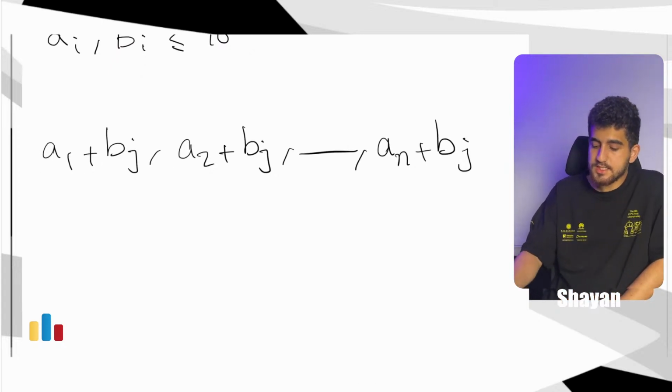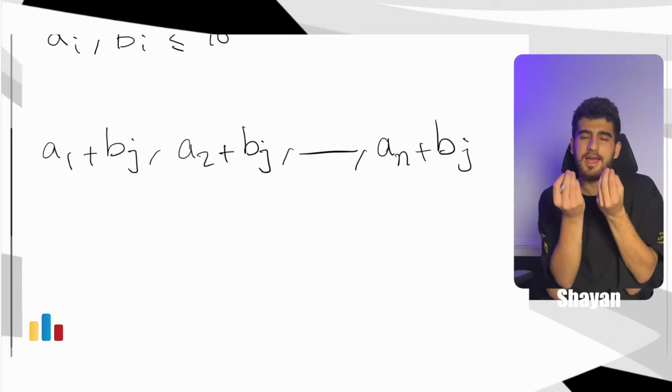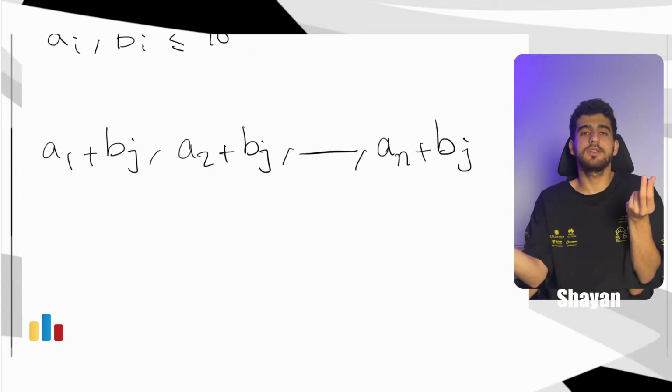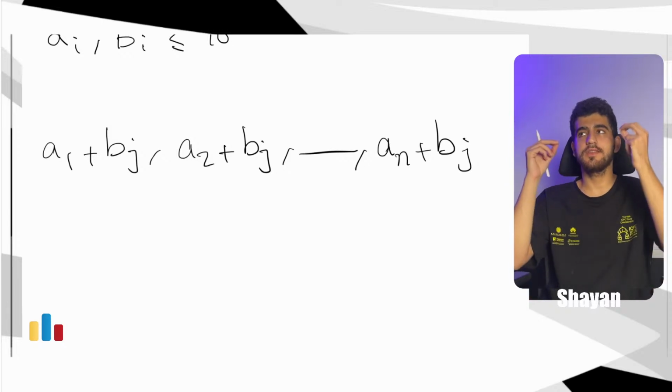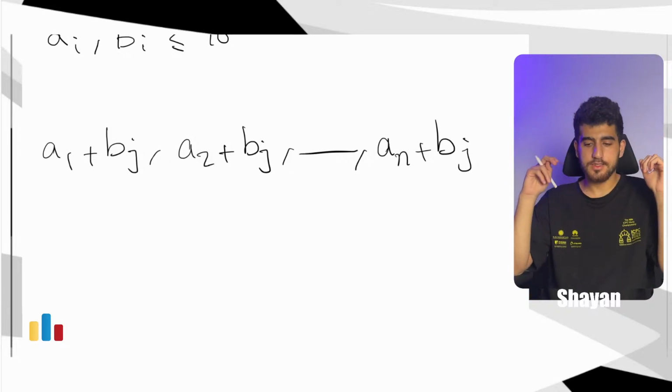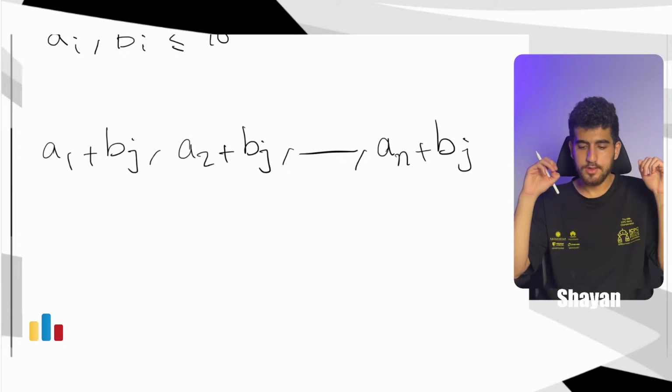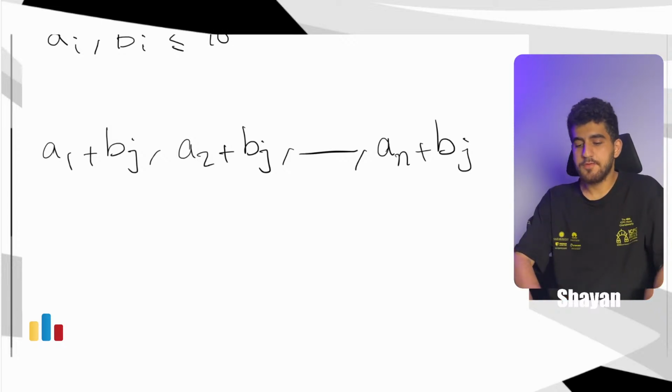So this is what we want to calculate. Each time add some bj to all the AIs and understand what is the GCD of all these AIs. It will be the same for every bj.